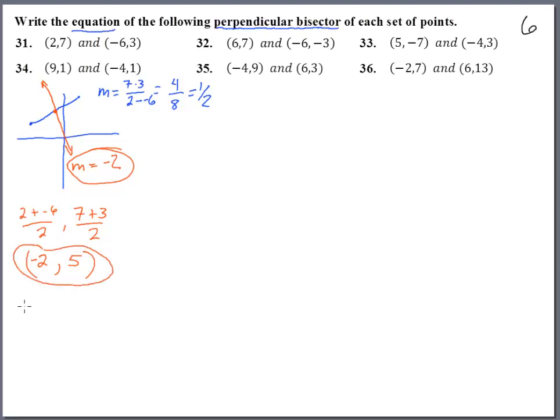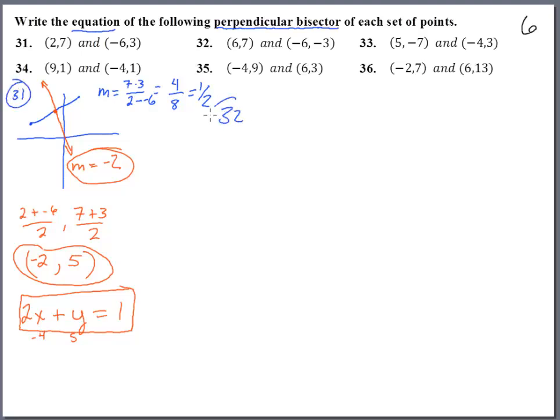So now we put it into an equation, 2x plus y equals, and then we stick the -2 in here, that's a -4, and 5 in there is 5, and we get 1. So this is the equation that goes through that point and has this slope. But we use the blue to help us get these points. Alrighty, that'll be kind of our pattern. Let's do number 32. Better set that up.